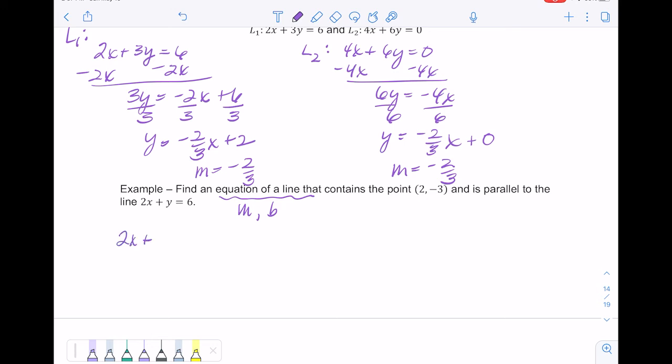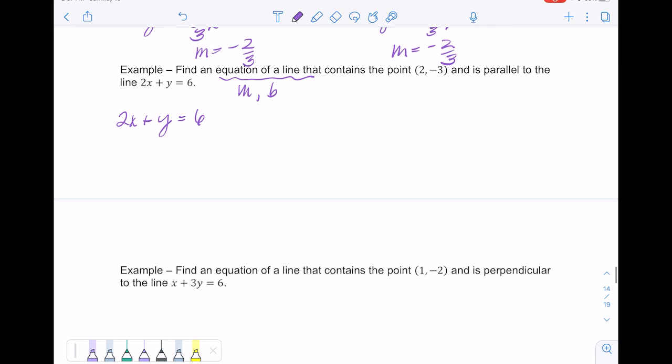So first I have to take my line that I have, 2x plus y equals 6, and I'm going to solve that for y and put it in slope-intercept form so I can find the slope. So this one was pretty easy, right? y equals -2x plus 6, and the slope is -2. So I need to write an equation of a line that's parallel to that line, but it's got to pass through this point. So we have an m, and we have a point, a slope and a point. So you guessed it, we're going to use the point-slope formula.